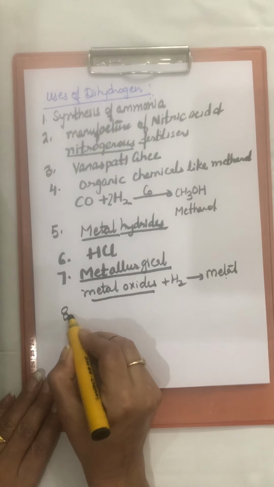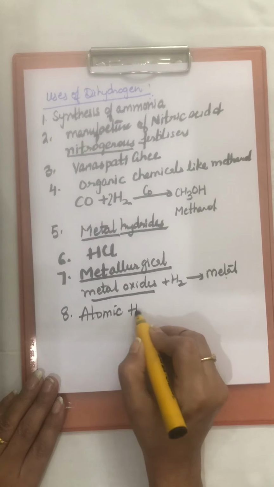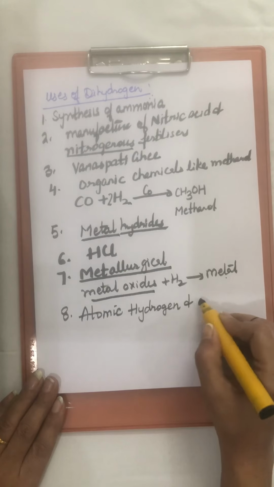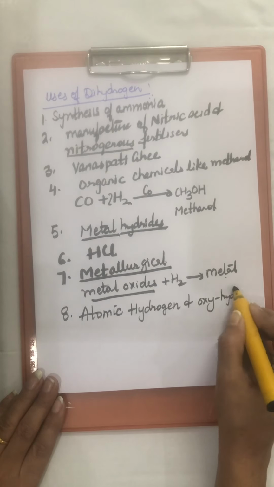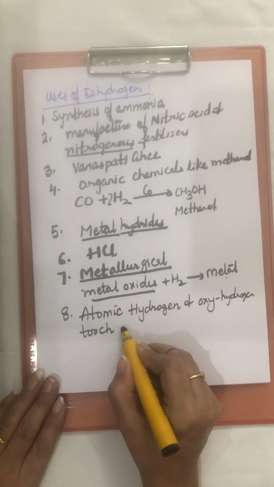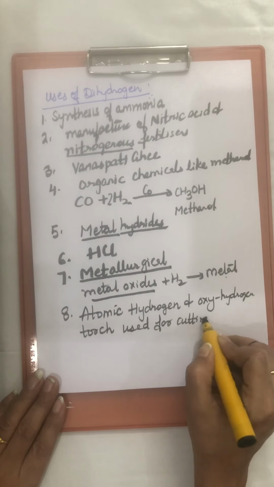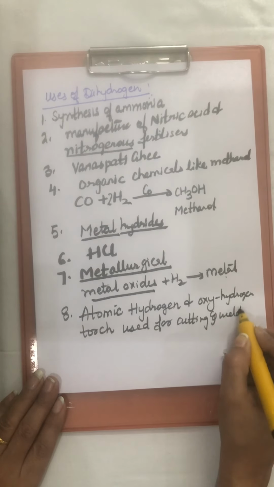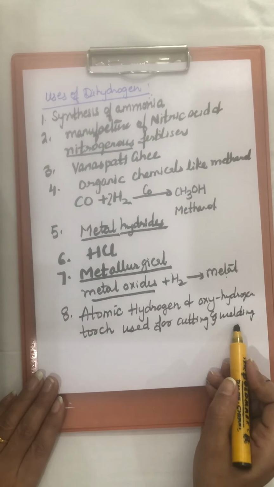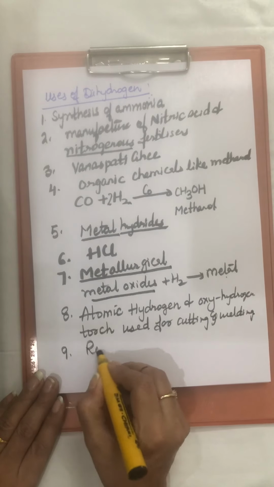Next use of hydrogen: atomic hydrogen, that is H, not H2, and the oxy-hydrogen torch. This is used for cutting and for welding purposes, because there is a lot of heat in this. That is why it is used for cutting and welding purposes. It is also used as rocket fuel.